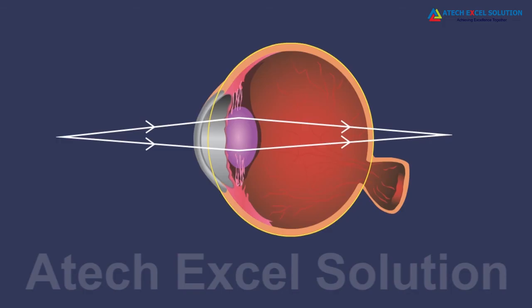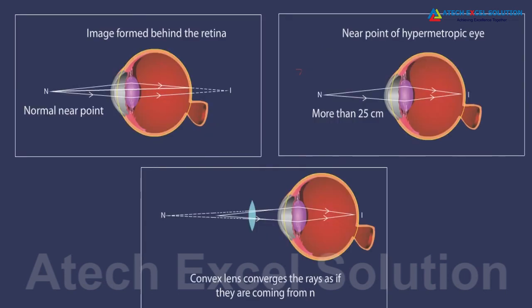As a result of the above causes, the rays coming from an object placed at normal near point, that is 25 centimeters from the eye, meet at a point behind the retina. Hence, the object is not seen clearly. To focus the rays again on the retina, the object has to be moved away from the eyes to a distance greater than 25 centimeters.